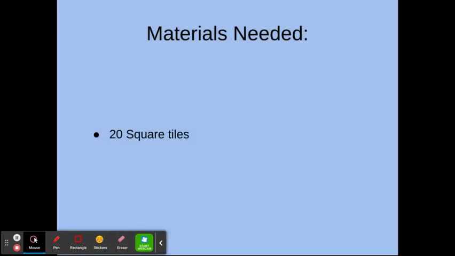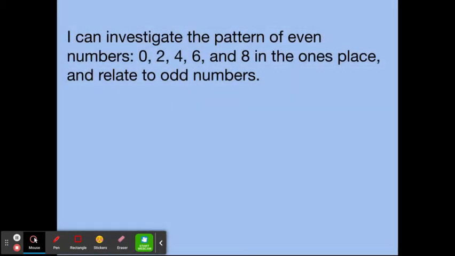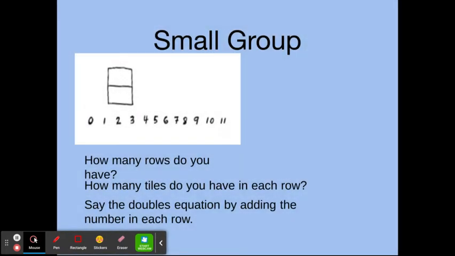The materials you will need are 20 square tiles. You should have the square tiles that you made at the beginning of Mission 6. Your I can statement: I can investigate the pattern of even numbers 0, 2, 4, 6, and 8 in the ones place and how they relate to odd numbers. All right, as we begin our lesson, let's look at the image here.